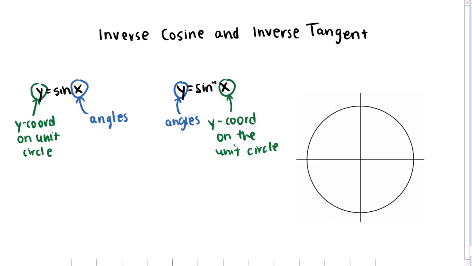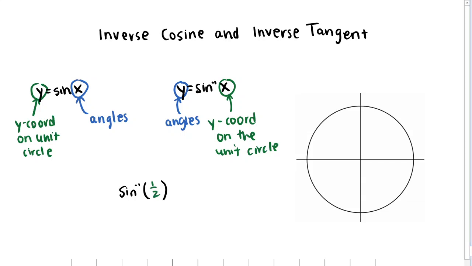And one thing we have to be careful about with these inverse trigonometric functions is that sine, for example, does not have an inverse for the entirety of the graph. It doesn't have an inverse for the whole function. It actually only has an inverse for a portion of the function, from negative pi over 2 to pi over 2.